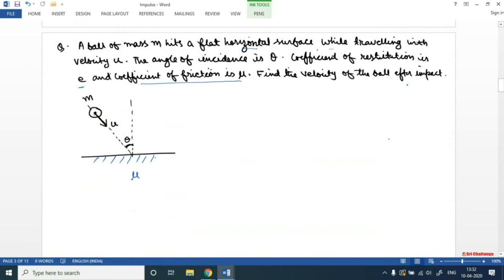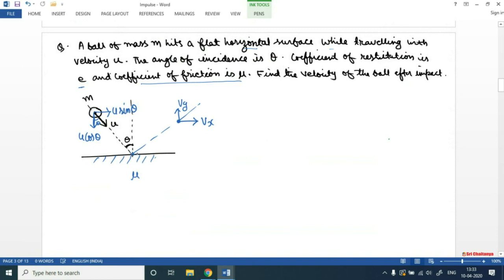So again, let's resolve the velocities along the line of impact and perpendicular to the line of impact. This angle here is theta. So this is going to be u cos theta, and this is going to be u sin theta. And after the collision, let's say it will be flying in this direction. So say this would be some Vx and this would be some Vy, and we are required to find the value of Vx and Vy over here.